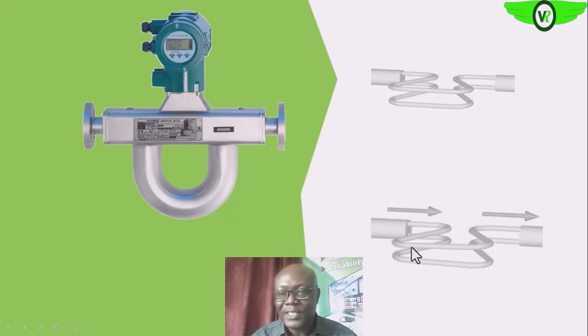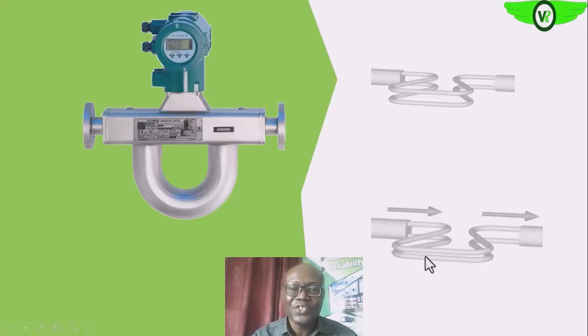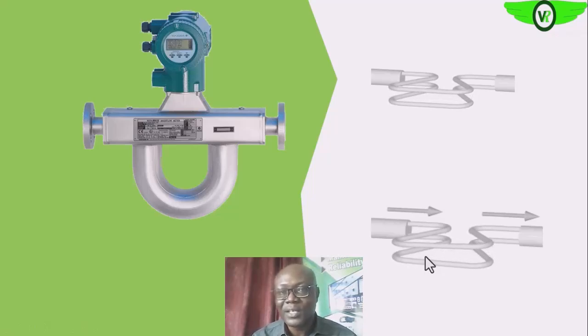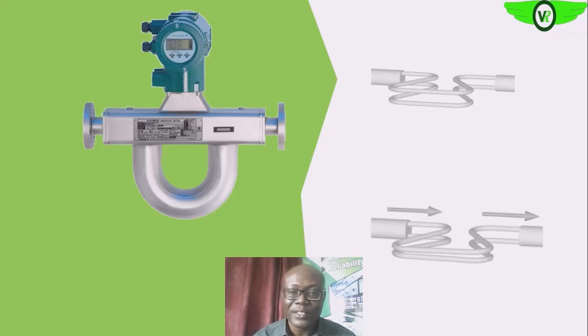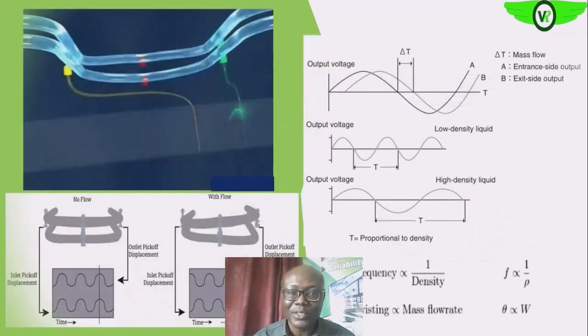So you see that the movement of the tube, or the oscillation of the tube, is not as smooth or as straight as that of the first one. You see the twisting effect on this tube. Are you getting it? Because of this twisting effect, we will now have a phase shift between the input signal and the output signal of the sensors, as we'll see later.